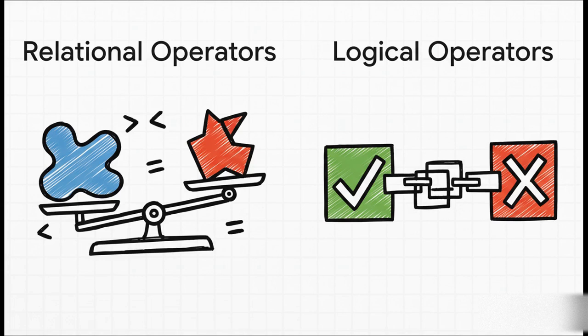Relational operators are like a measuring tape. They compare two values and tell you if one is bigger, smaller, or if they're exactly the same. Then you have logical operators, which act like connectors, letting you chain together multiple questions to make more complex decisions.